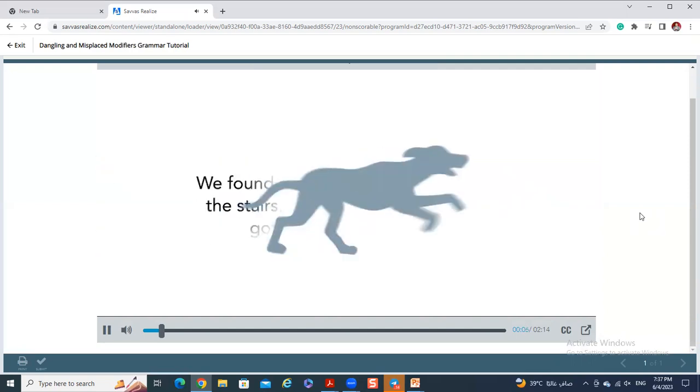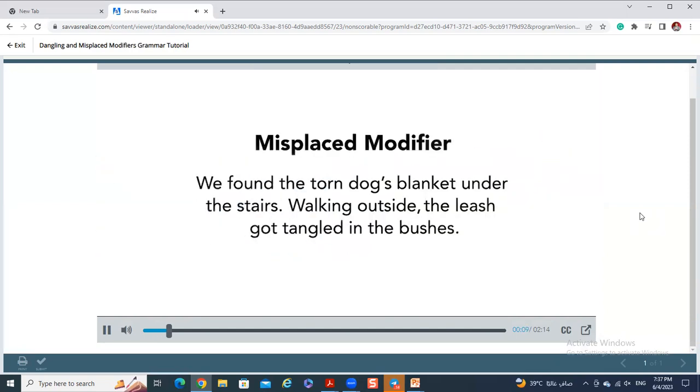We found the torn dog's blanket under the stairs. Walking outside, the leash got tangled in the bushes. Wait, that doesn't sound right. The first sentence is saying the dog is torn, but it's actually the blanket that's torn. This is a misplaced modifier. That means that the modifier isn't in the correct place in the sentence.